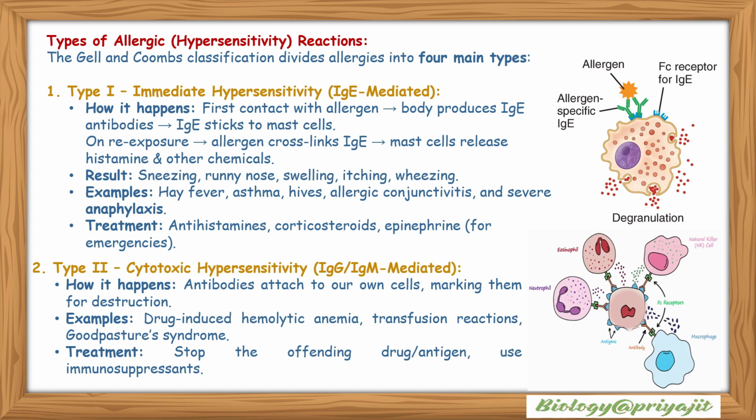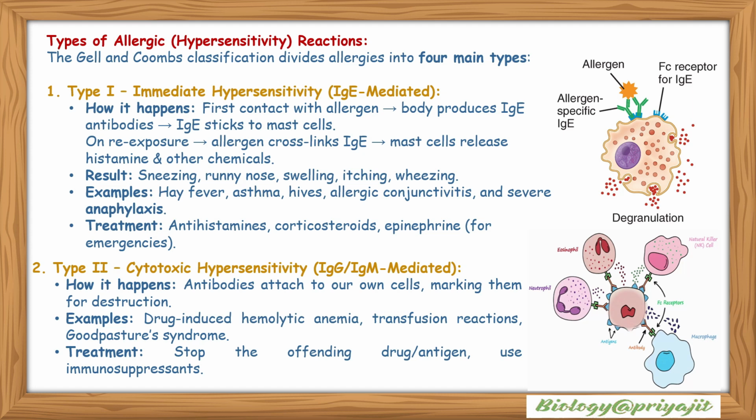Types of allergic or hypersensitivity reactions. The Gell and Coombs classification divides allergies into four main types. Type 1, that is immediate hypersensitivity or IgE mediated. How does it happen? First, contact with allergen. The body produces IgE antibodies. IgE then sticks to mast cells.